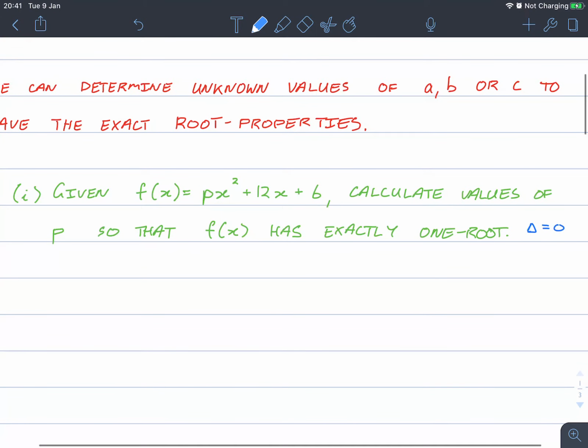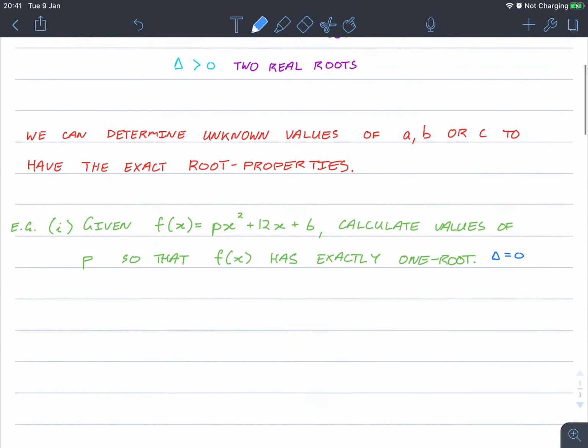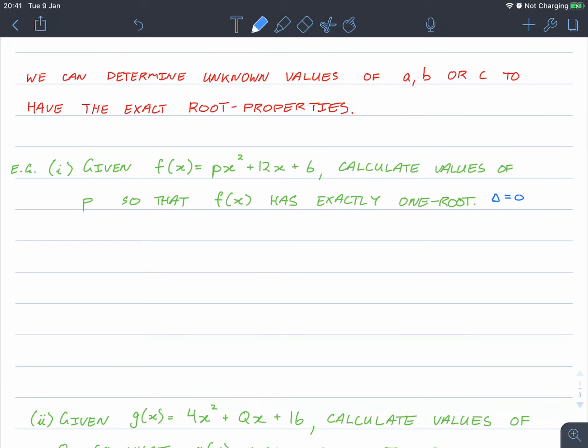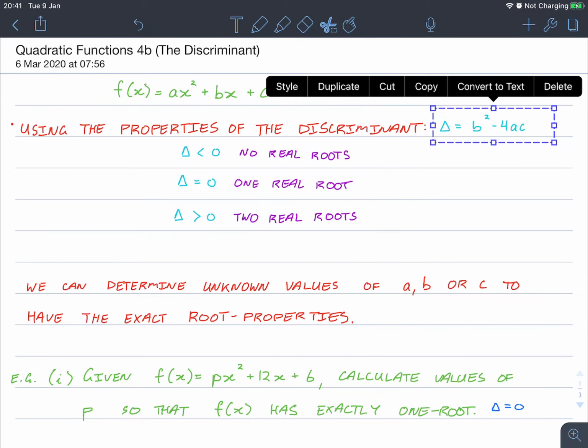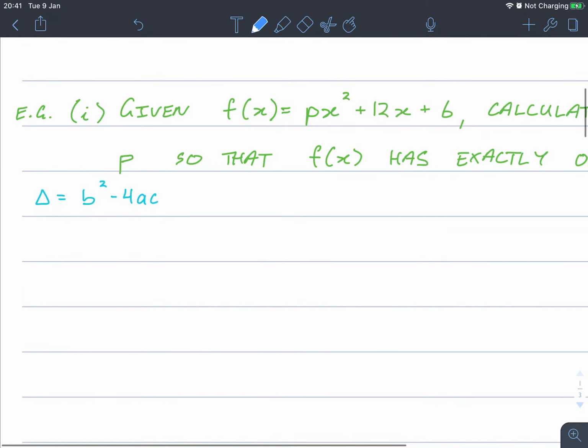What this question is saying is, what values of p can we put in that will give us delta equals 0? Well, it's hard to guess and check this, so why don't we just find what delta is first. Just let me copy it out here just so you're familiar. We know that delta is b squared minus 4ac. So let's put these values in. A is equal to p, b is 12 from our quadratic function here, and c is equal to 6.